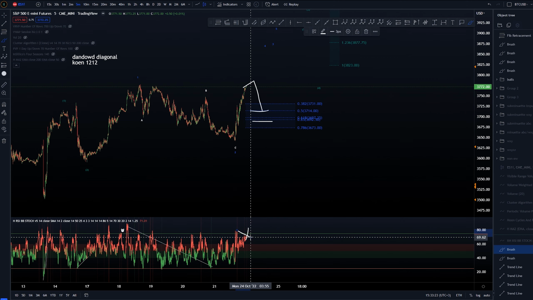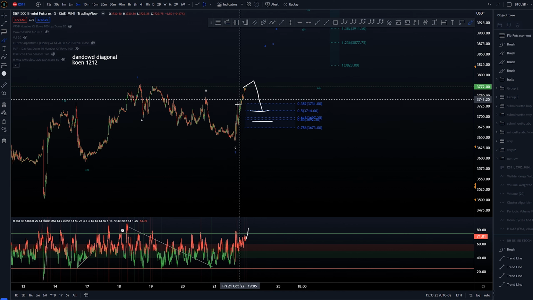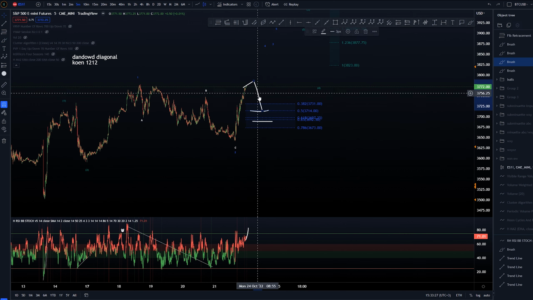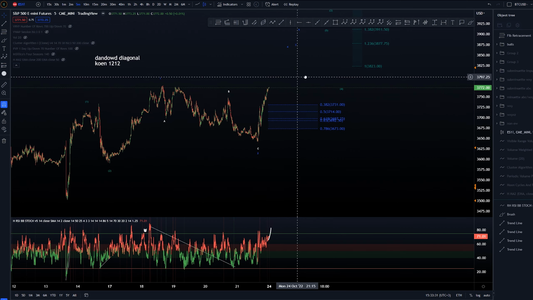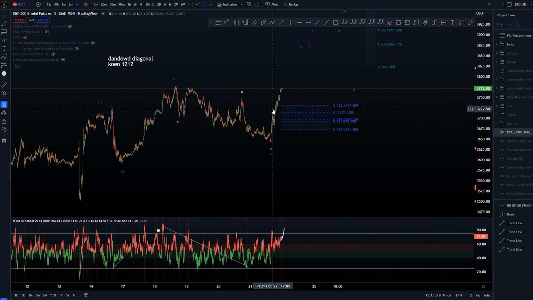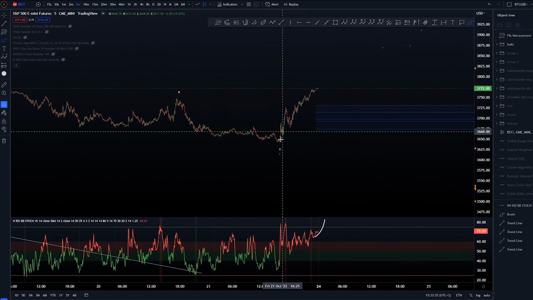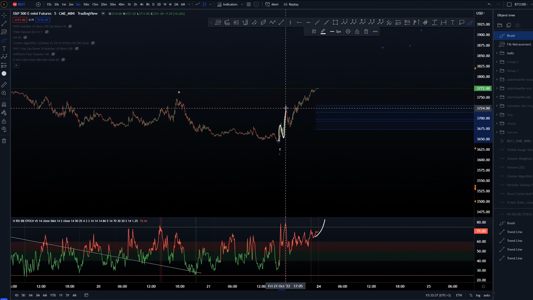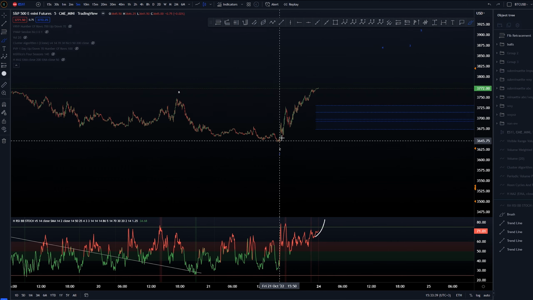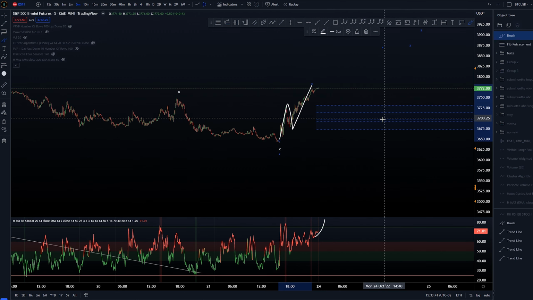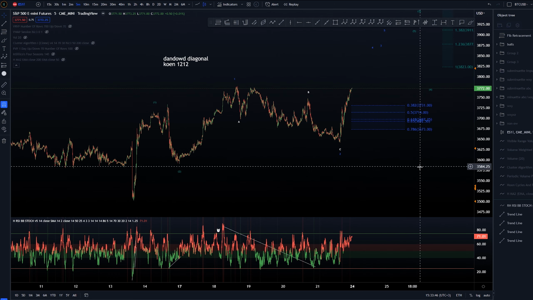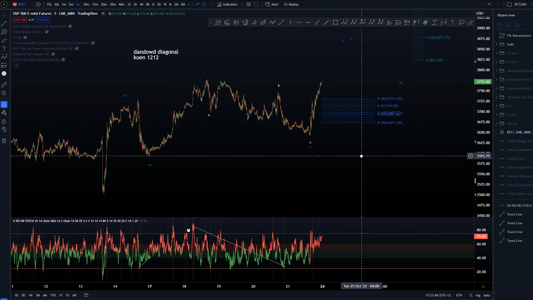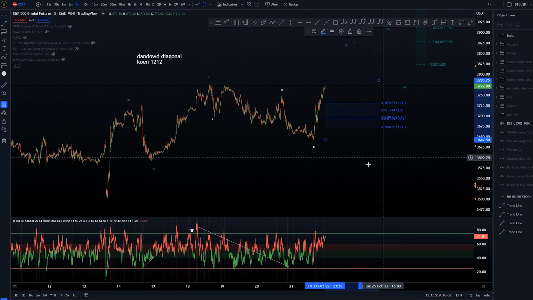However, we do have that divergence here already in place. So even for a three-wave structure, we don't expect a divergence to happen. It is possible that it happens on an ABC structure. However, this definitely feels more like an ABC in itself already, and on higher time frame WXYs, that is not something that we expect, this divergence. So that's why I do think that we are indeed in a bullish move at the moment higher.